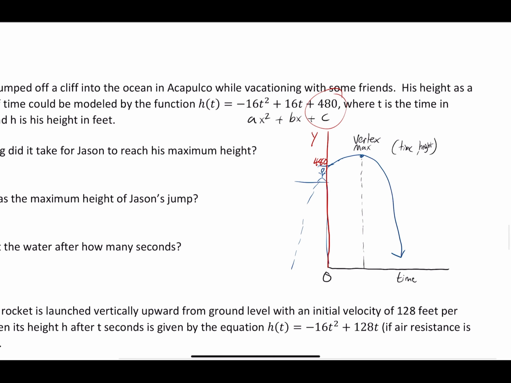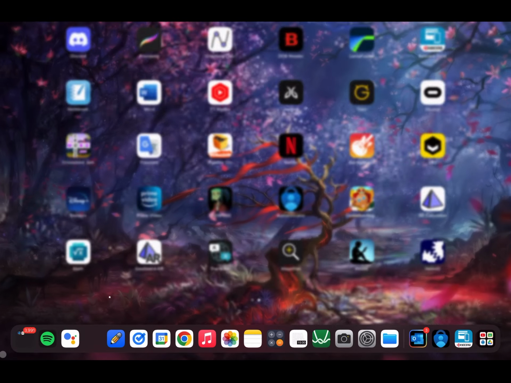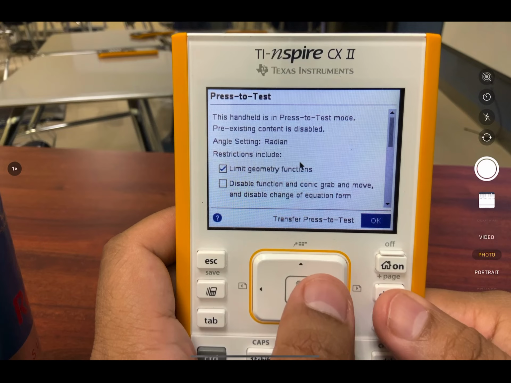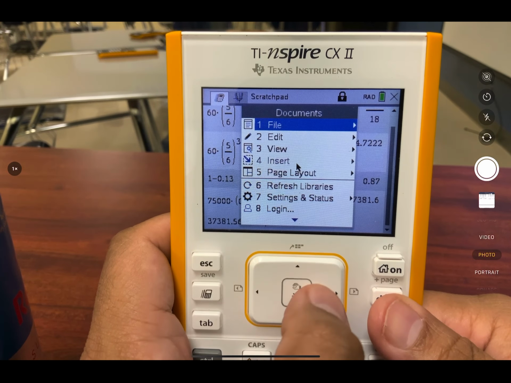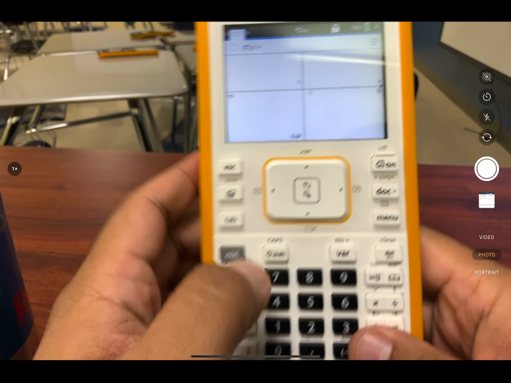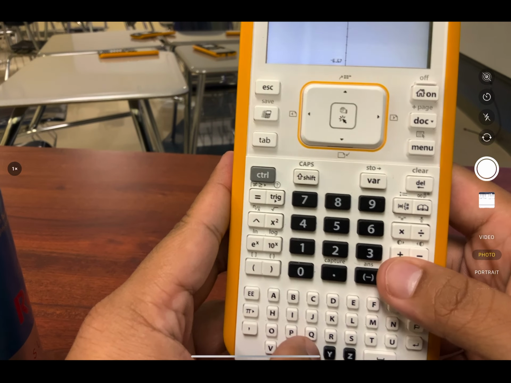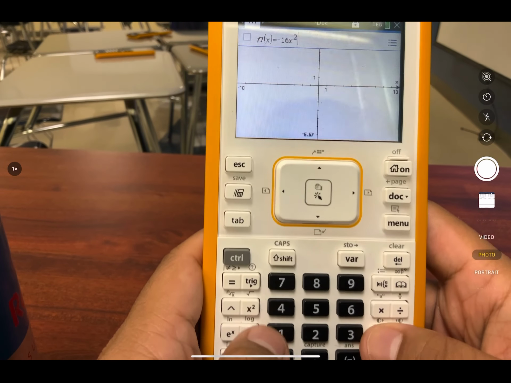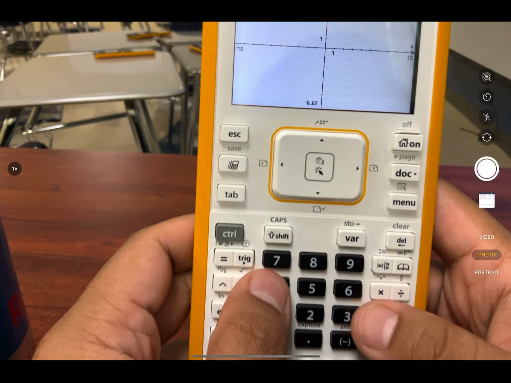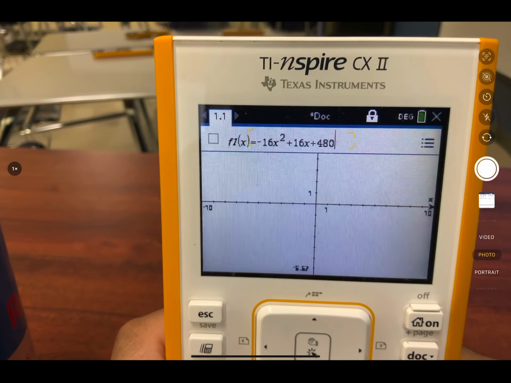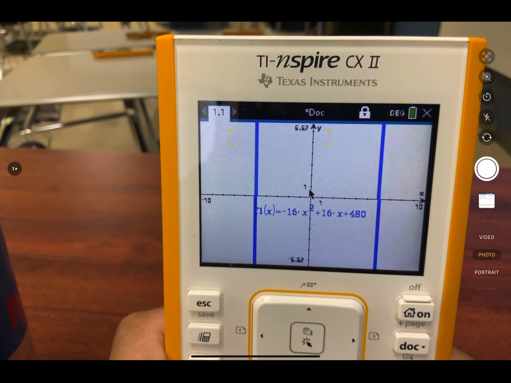So we plug this whole thing into the calculator. Negative 16x squared plus 16x plus 480. So open up a fresh graphing page. And we're going to type in negative 16x squared. I believe it was plus 16x. Yes. Plus 16x plus 480. This will not appear on the graph because 480 is a massive number and it won't show up.